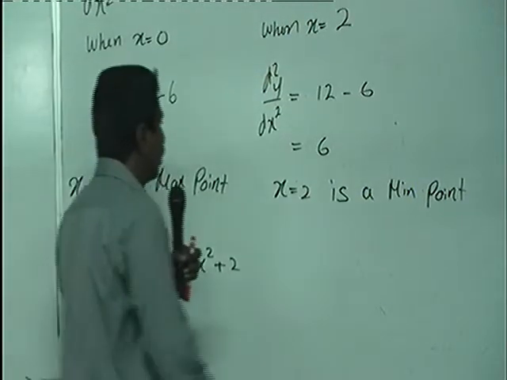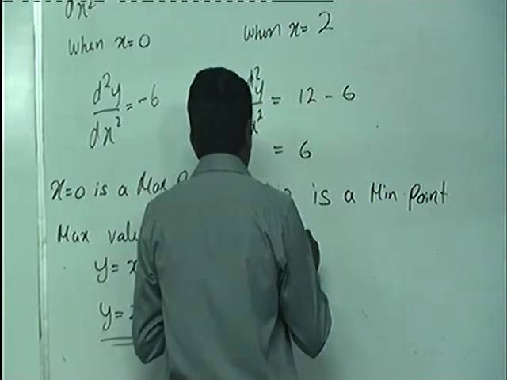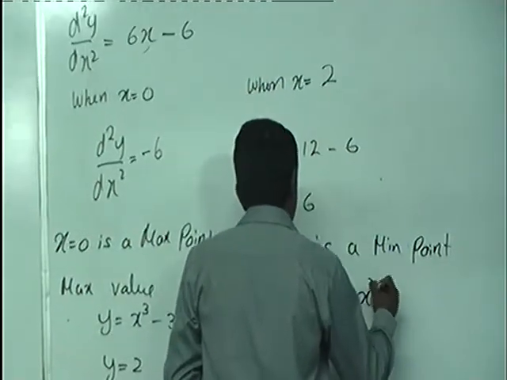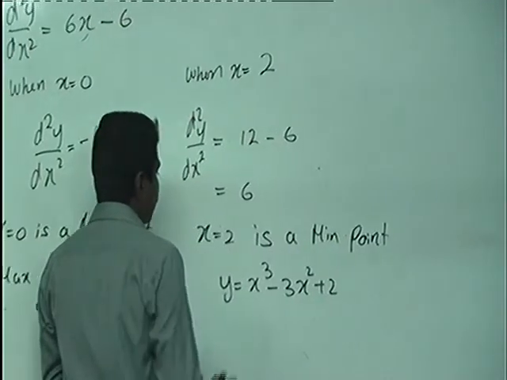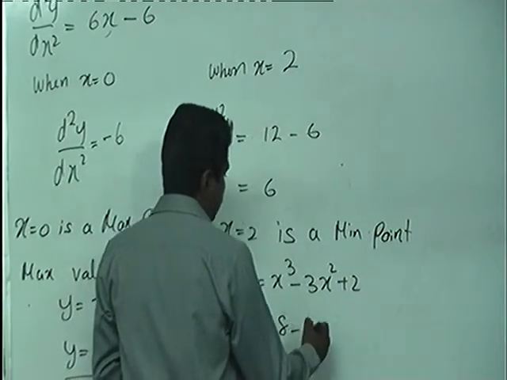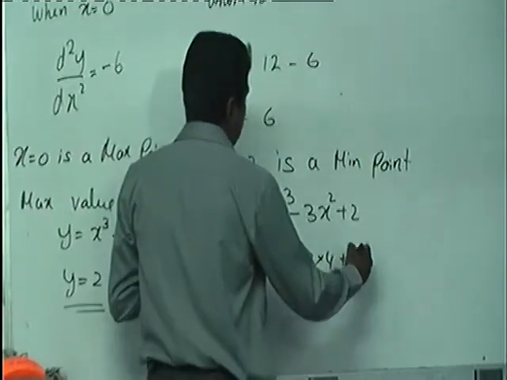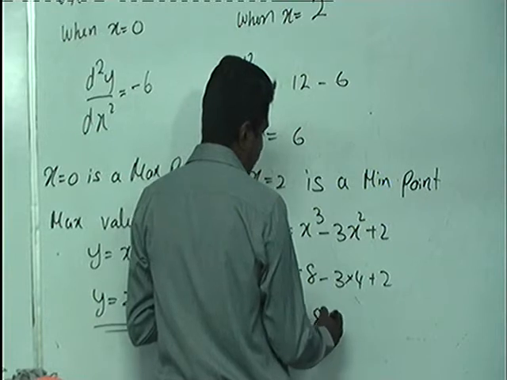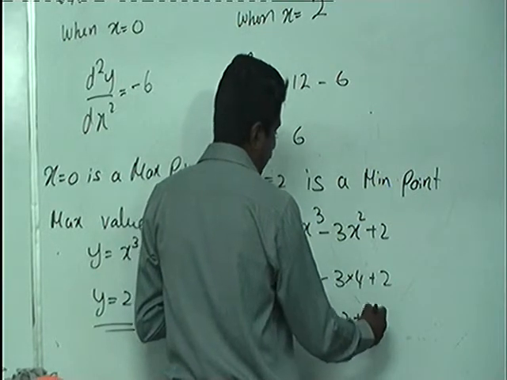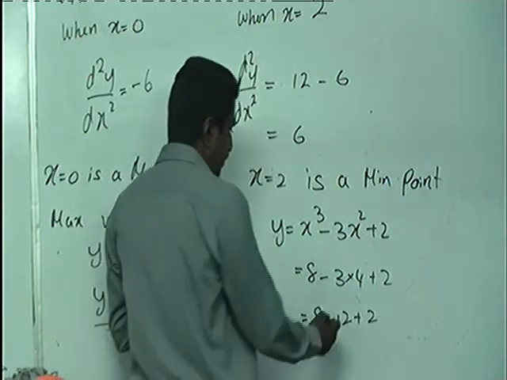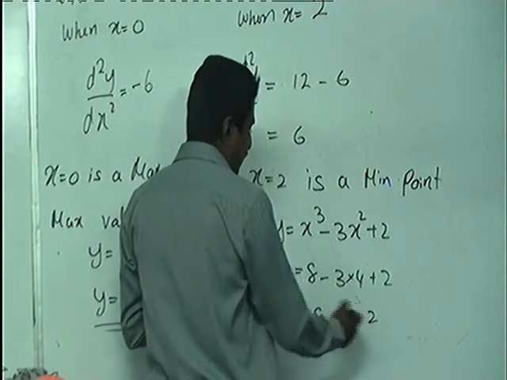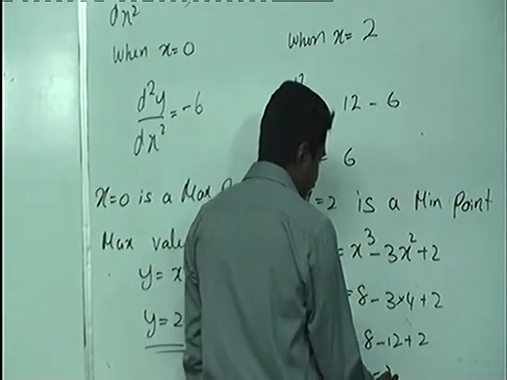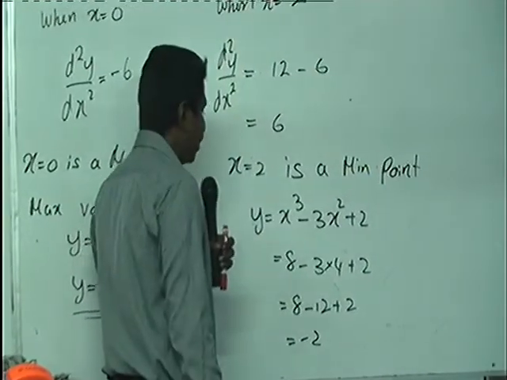Then what's the minimum value? Again substitute in the same formula. Y is equal x to the power 3 minus 3x squared plus 2. X equal to 2, then 8 minus 3 into 4 plus 2. 3 into 4, that is minus 12. So 8 minus 12 plus 2. That is 2 plus 8 is 10. 10 minus 12 is minus 2. So we got the minimum value minus 2.